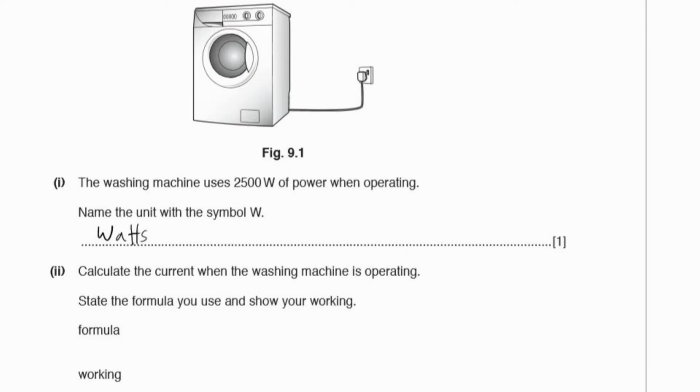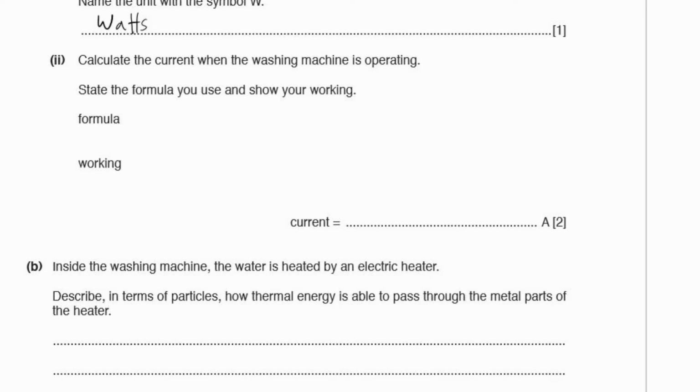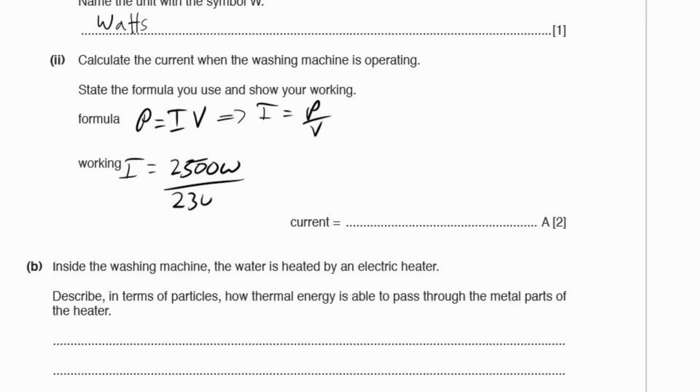Alright, well, we've got power, we've got current, so we can use power equals current times voltage. And of course we want to find the current, so we'll rearrange that. It's power divided by voltage. The working: current is 2500 watts divided by 230 volts, which gives me a value of 10.9 amps. Looking at this, there are two significant figures up top, so I'm going to use two significant figures: 11 amps.